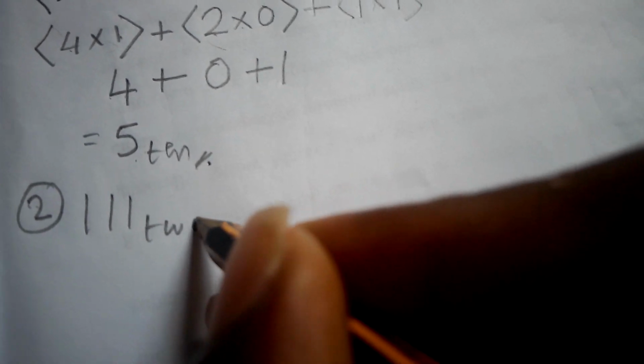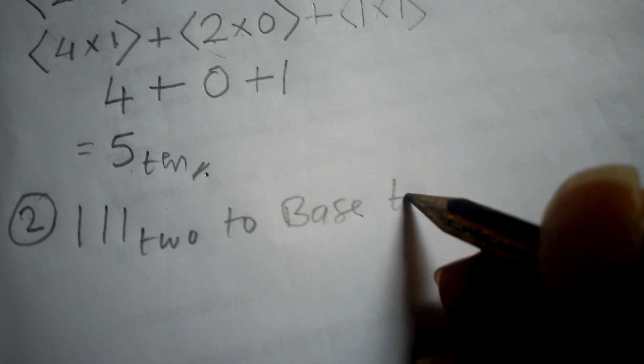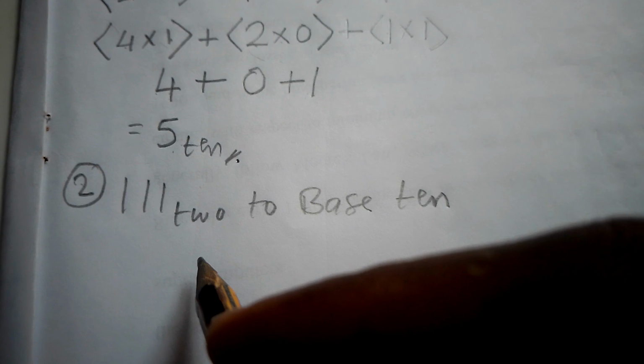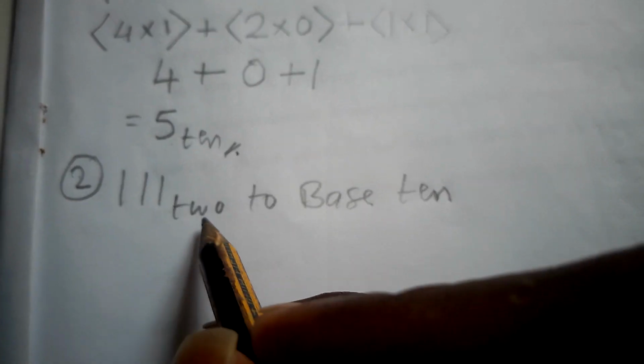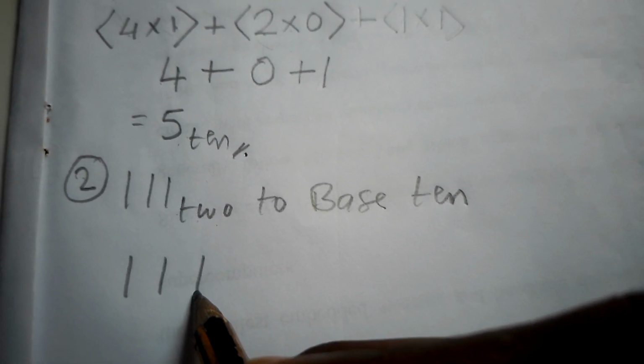Okay, number 2, it says 111 base 2 to base 10. Now, again, you start with the same thing. Write out the numbers in the base 2, just only the numbers. So that's 1, 1, 1. Then you count some powers on the numbers starting from 0. So this will be 0, 1, and this will be 2.